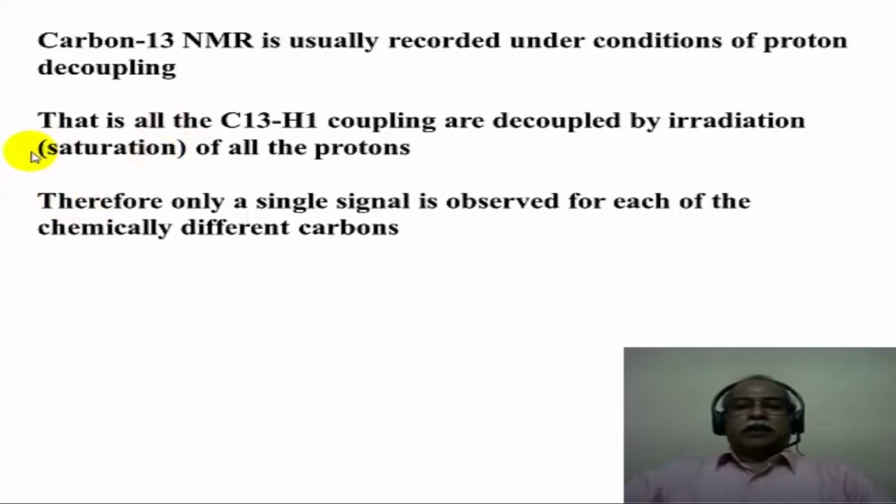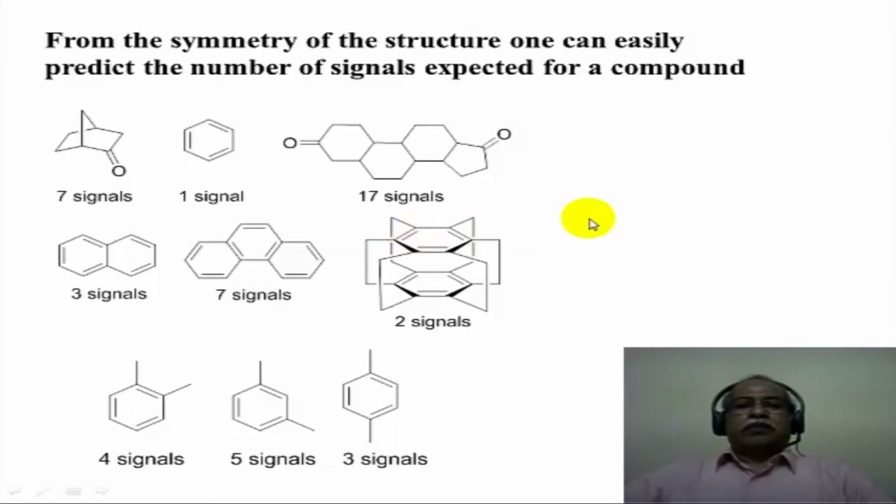Therefore, each carbon appears as a single line in the NMR spectrum. Therefore, only a single line is observed for each chemically different carbon in the carbon skeleton of an organic compound. Now, from the stoichiometry of the structure, one can easily predict the number of signals to be expected for a compound. An unsymmetrical chiral compound like this one, for example, which contains 7 carbons, all the 7 carbons are chemically different, therefore one gets 7 signals for this type of compound.